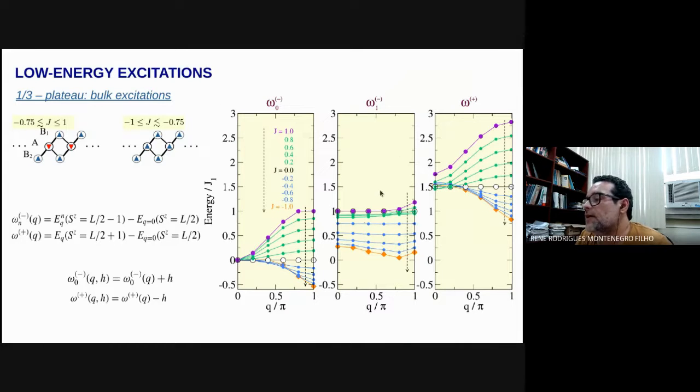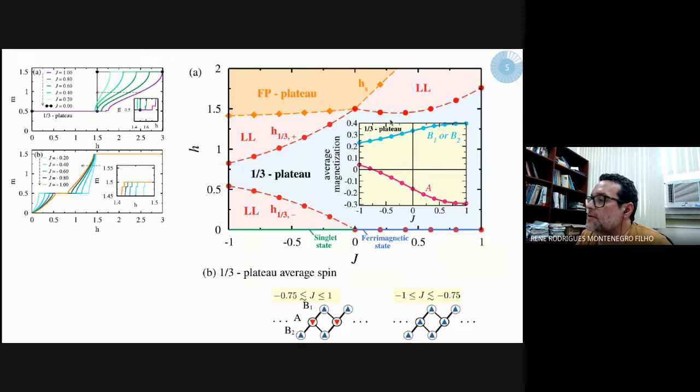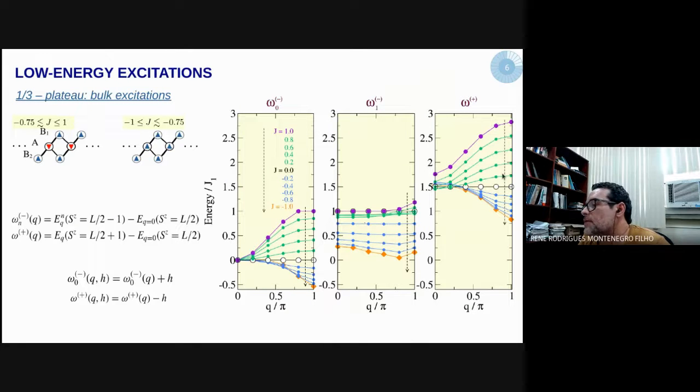We also have a ferromagnetic excitation that is nearly flat for all values of J, and an antiferromagnetic excitation associated with this gap here, and this value of magnetic field here and here, that becomes less dispersive, but for all values of J, it is dispersive except the coupled trimer limit.